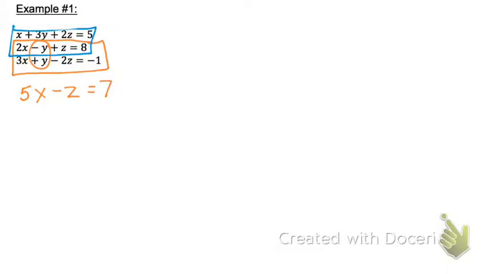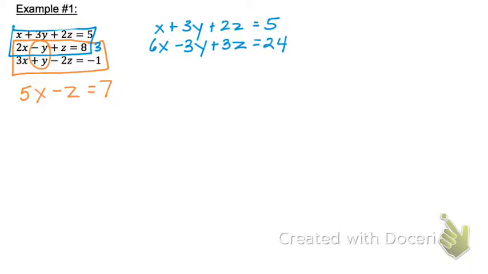To eliminate the y's, I'm going to have to multiply the second equation by what? 3. So I'm going to rewrite the top one just so I can stay organized. I'm going to take this second one and multiply it by 3. When I do that, I get 6x minus 3y plus 3z equals 24. Wait, is that right? 8 times 3, 24. Yes. So you see how I got that? I just multiplied by 3. Why did you multiply by 3? Because I want to get rid of the y's. Oh.